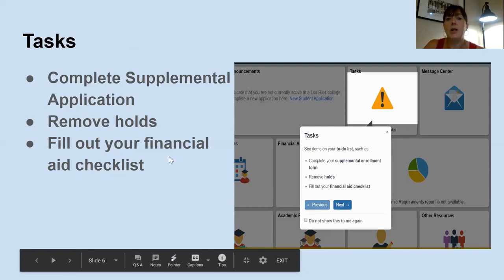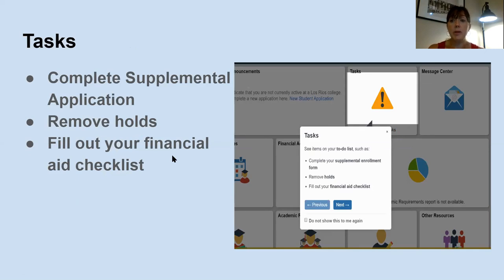In the tasks area, this is where you will complete a supplemental application. If you're currently a student, you can remove holds and you can fill out your financial aid checklist. Now, let me touch on the supplemental application just for a moment. If you've already been enrolled and you're currently a student and then you want to take classes the next semester, you are going to fill out a supplemental application. You don't have to start all over and do the whole application all over again. The supplemental application is much more abbreviated. It's simpler. They're basically just wanting updated information and the term that you are going to be applying to.